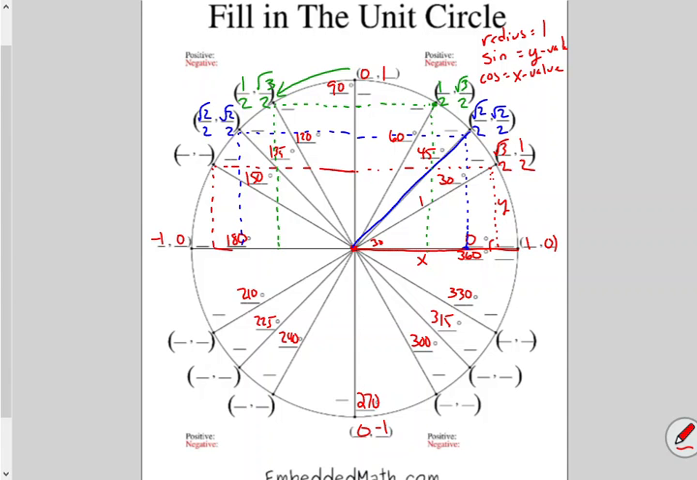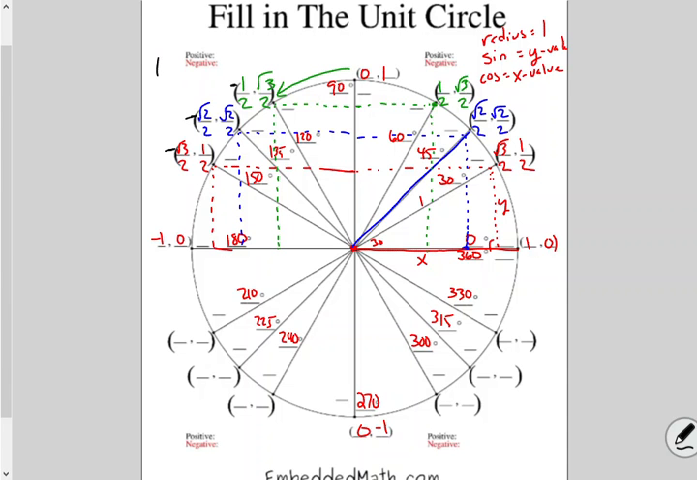And we see that this is going to be root 3 over 2 and 1 over 2. Now, notice that as we go up, the y values increase while the x values get closer and closer. And then as we hit past the 90, the x values increase and the y values decrease. Now, keep in mind that on this quadrant, the x values are negative. So we have to include the negative values, right?